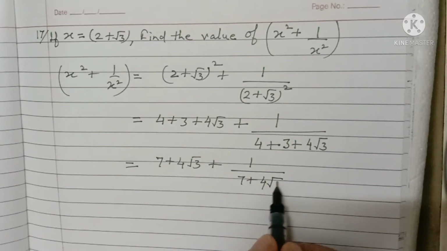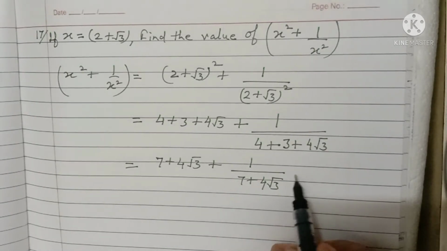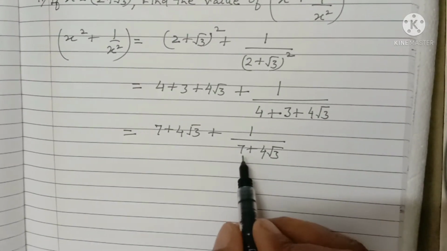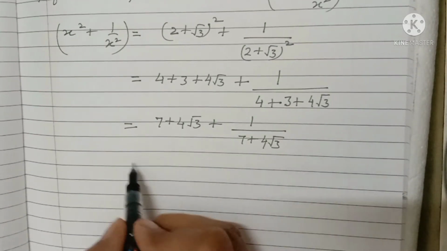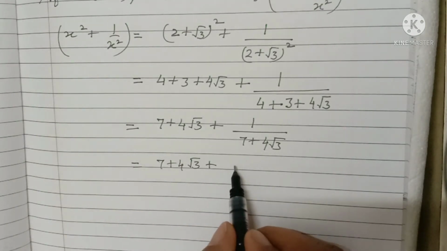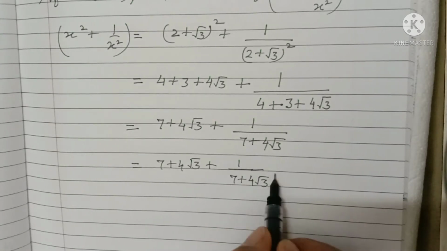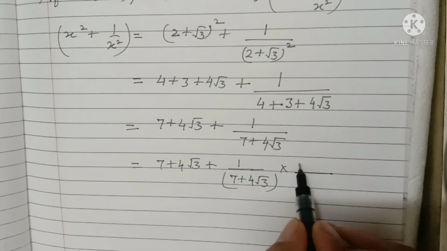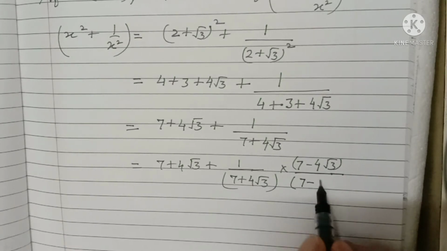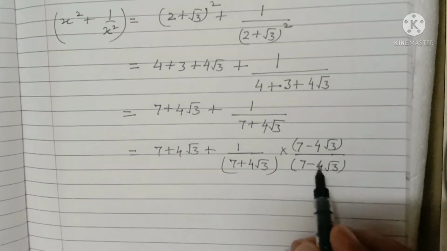Now write down it. 4 plus 3 means 7 plus 4 root 3 plus 1 upon 4 plus 3 7 plus 4 root 3. Now this is a denominator in irrational number, so first we rationalize it by multiplying the rationalizing factor 7 minus 4 root 3. So you can write it 7 plus 4 root 3 plus, now 1 upon 7 plus 4 root 3 and multiply both 7 minus 4 root 3 in numerator and 7 minus 4 root 3 in denominator, because here it is plus, so you will multiply by minus sign.